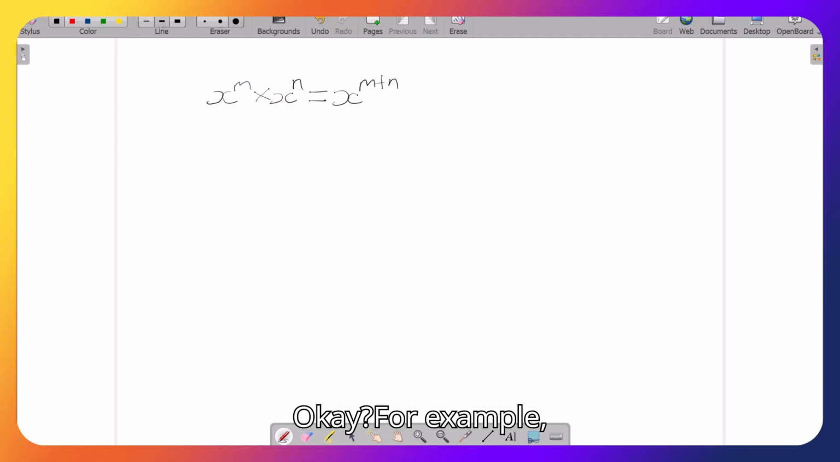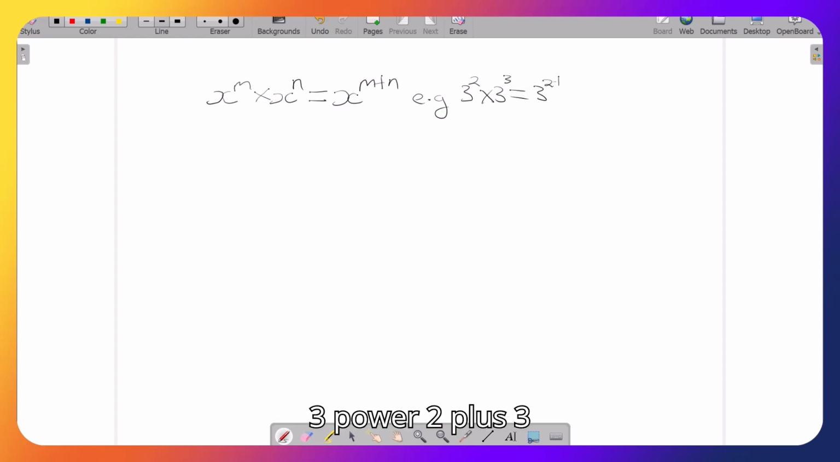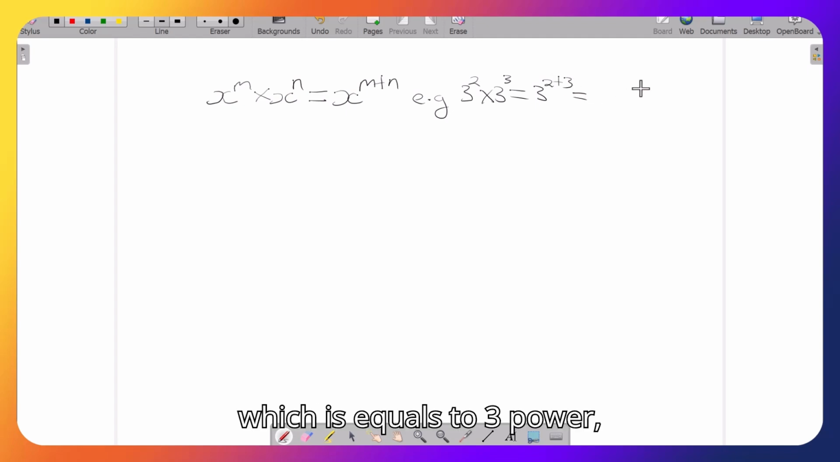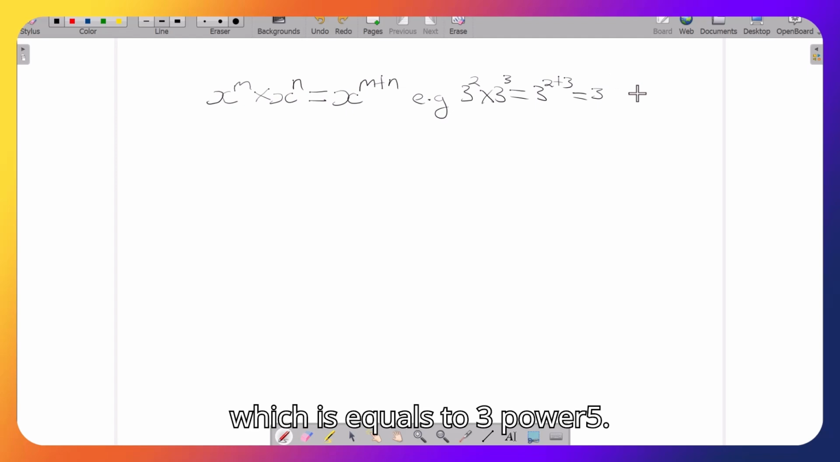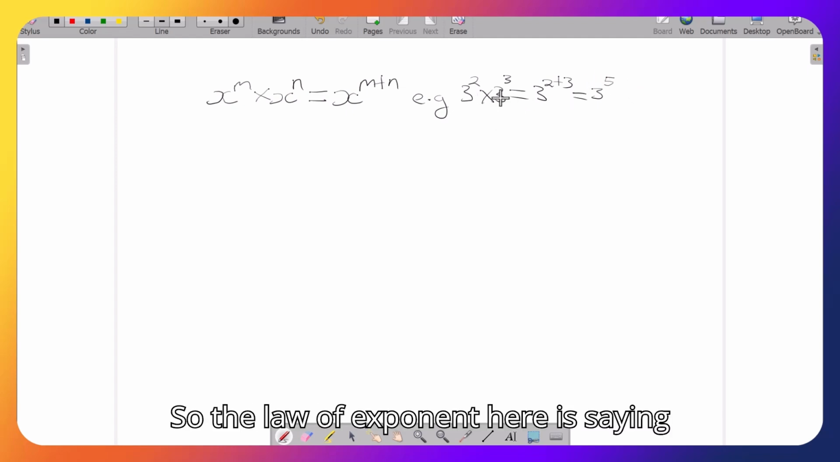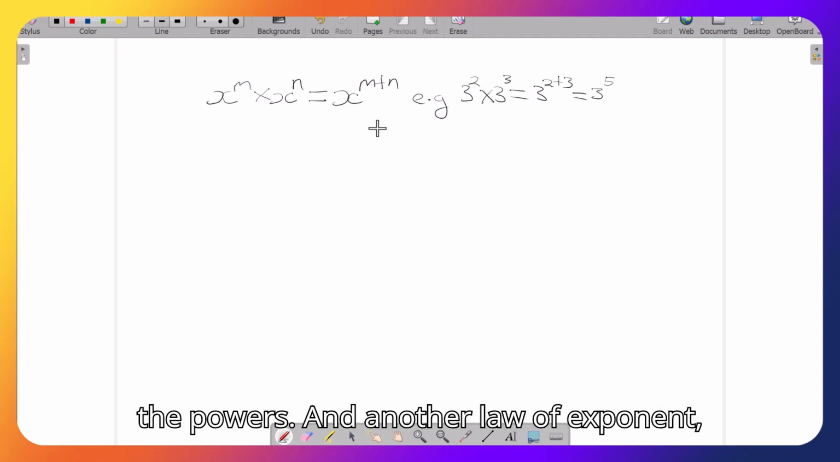For example, here we are saying 3 power 2 times 3 power 3. It is nothing but 3 power 2 plus 3, which is equal to 3 power 5. So the law of exponent here is saying that if the bases are the same, we add the powers.